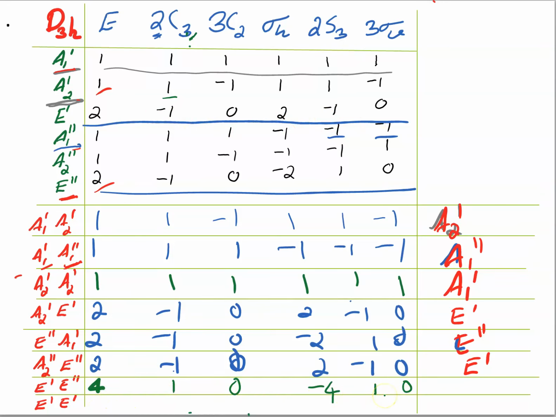So keep in mind, while multiplying a one-dimensional representation with itself, we get a one-dimensional representation. Here, one dimension with one dimension, we get one-dimensional. One dimension with one dimension, we get one-dimensional. Here also, two one-dimensional representations, we get one-dimensional. A one-dimensional representation with two dimension, we get two dimension. Okay, clear. Here also two dimension with one dimension, we get two dimension. Here also one dimension with two dimension, we get two dimension.